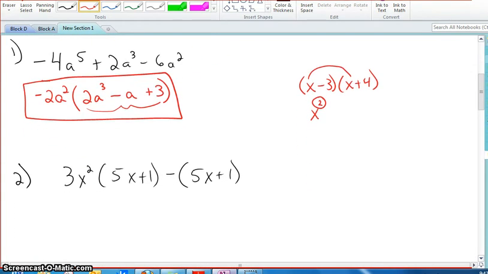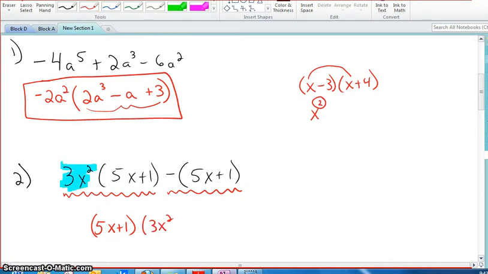Moving on, what do I have here? I have two terms. I hope you recognize that. This is one term and this is one term. They're separated by addition or subtraction. So now I'm looking, in these two terms, do I have a greatest common factor? Is there something they both have in common? Yeah, they both have a 5x plus 1. Once I factor out the 5x plus 1, what's left over? I have a 3x squared from this term. From this term, I have a negative 1. So it's 3x squared minus 1. Those are my two binomial factors.